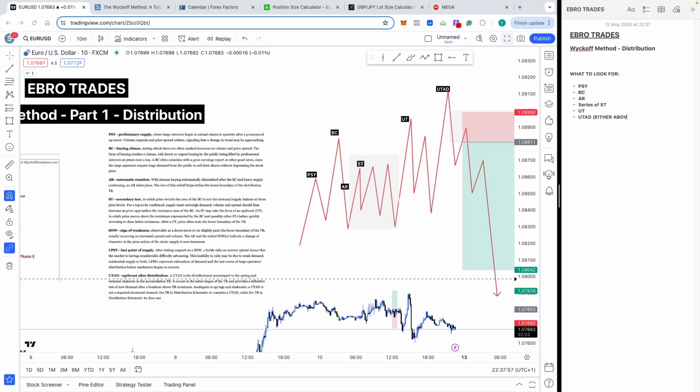either above or below the UT. Then look for FVG on the bearish leg after UTAD, short position upon retracement into the FVG. Now, I know this sounds like complete jargon right now that you don't understand, but I promise you, this has changed the way I trade.